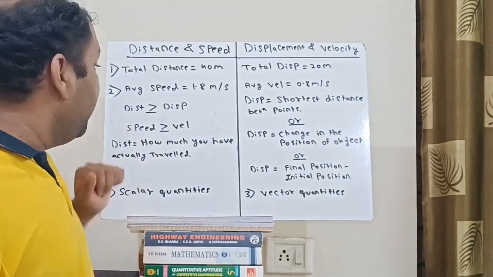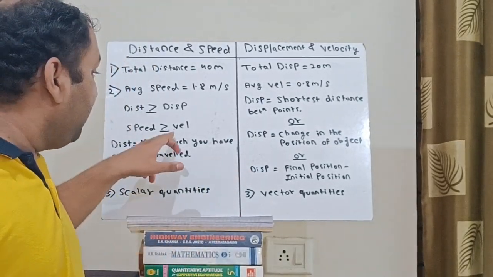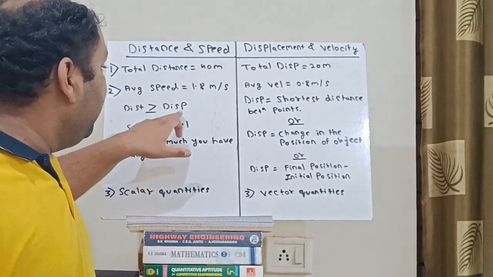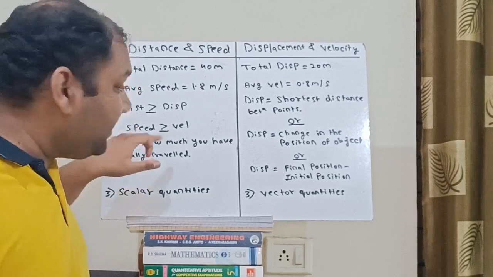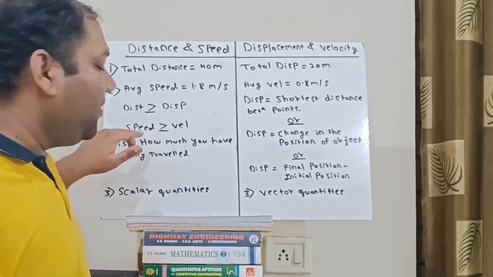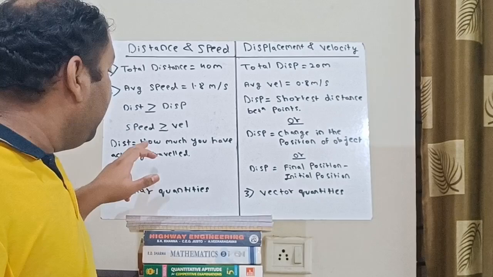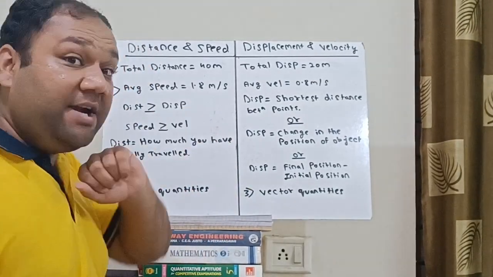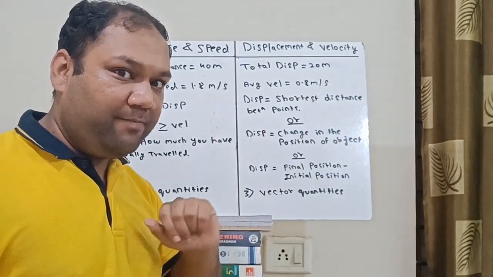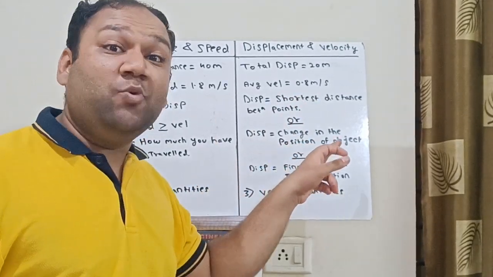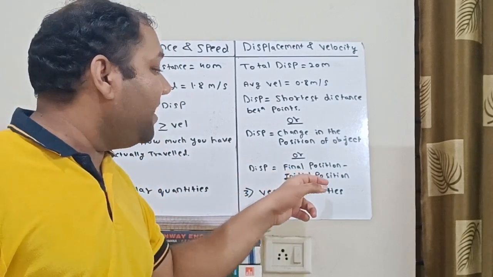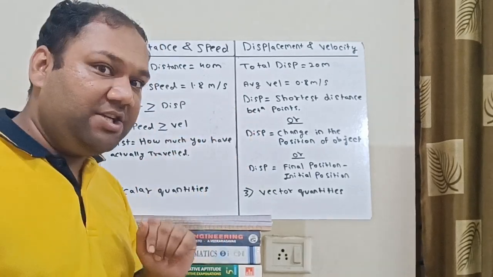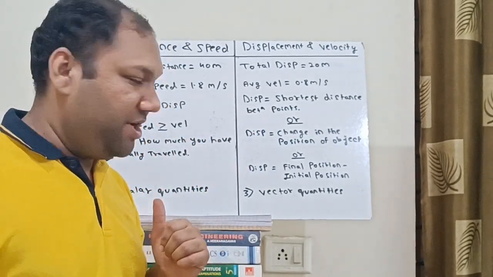Same goes for speed. Speed will always be greater than or equal to velocity. Velocity can never be greater than speed. Also, when displacement is equal to distance, then velocity will be equal to speed. That's all. Again, distance is how much you have actually traveled. Displacement is the shortest distance between the points, or the change in the position of the object, or the final position of the object minus the initial position of the object. These are the definitions of displacement. You may want to note it down.